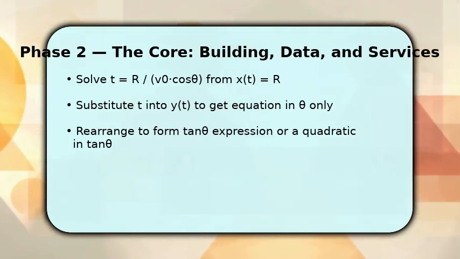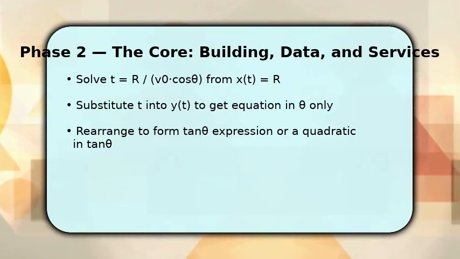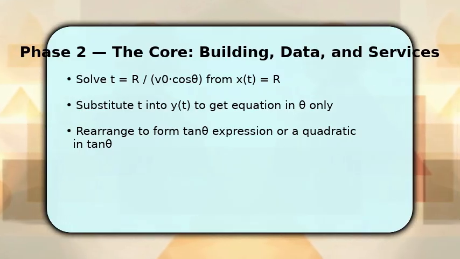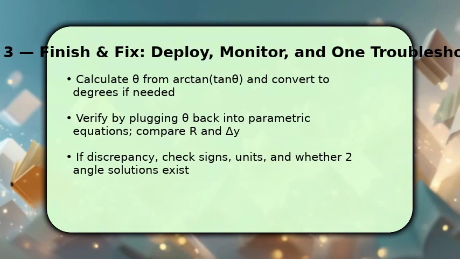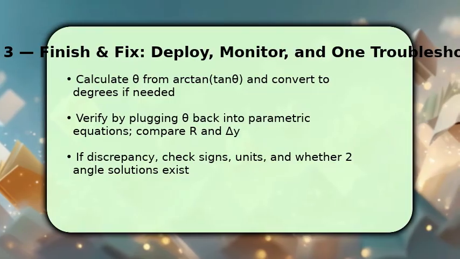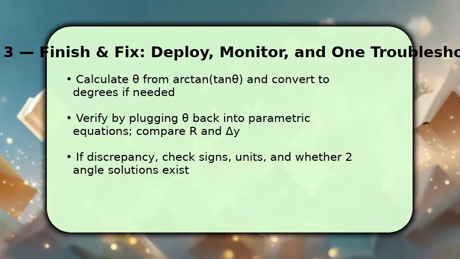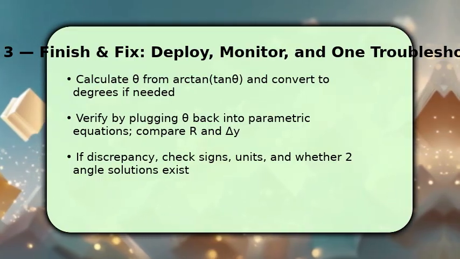Make sure units remain consistent. Now compute theta by taking arctan of the selected tan theta value. Convert to degrees only if required by your context. After finding theta, plug v0x and v0y back into x(t) and y(t) to reproduce r and delta.